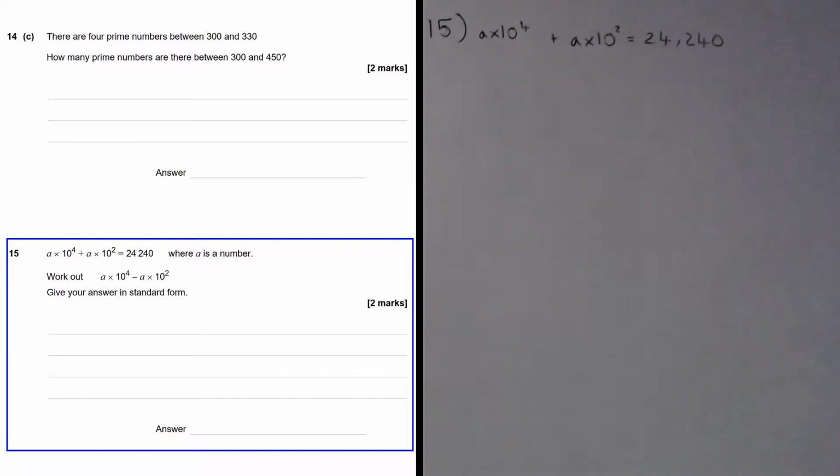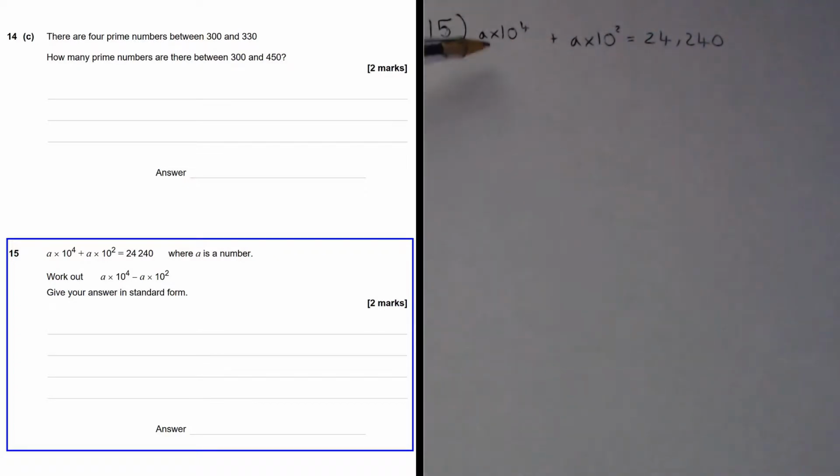In question 15 we are given this complicated expression where a is a number and we are asked to work out a times 10 to the 4 minus a times 10 squared and give our answer in standard form. Now I think this is a really tricky question, so one way of doing it would be to solve this for a and then to go back and put that into the expression, but the problem is this is only a 2-mark question and that would take quite a lot of time and you would need to be quite good with your division. Instead, we're going to approach it in a different way.